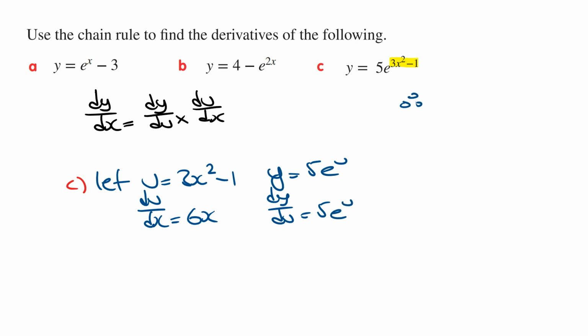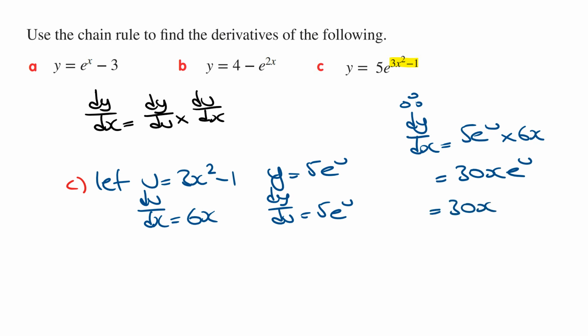And now subbing this into the chain rule formula, we're going to get dy dx is equal to dy du, which is 5 times e to the u, times du dx, which is 6x. Cleaning this up, this is going to be 30x times e to the power of u, and now we're subbing u back in as a function of x, and so this is equal to 30x times e to the power of 3x squared minus 1.